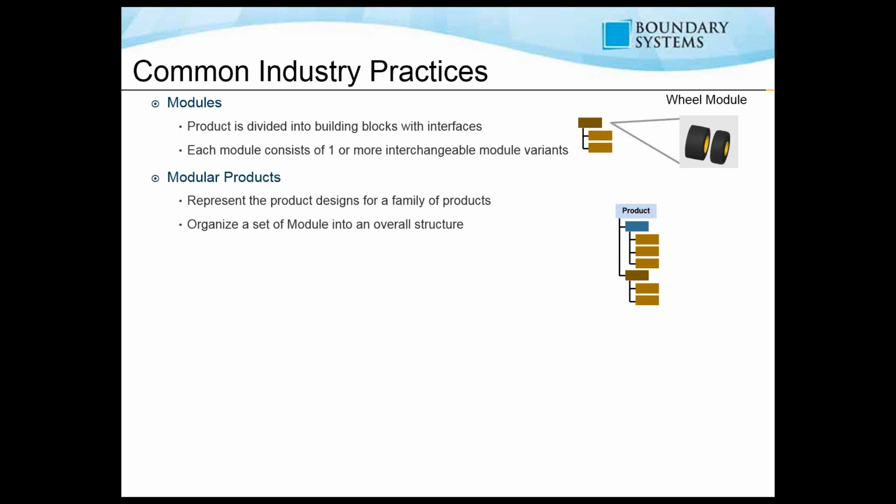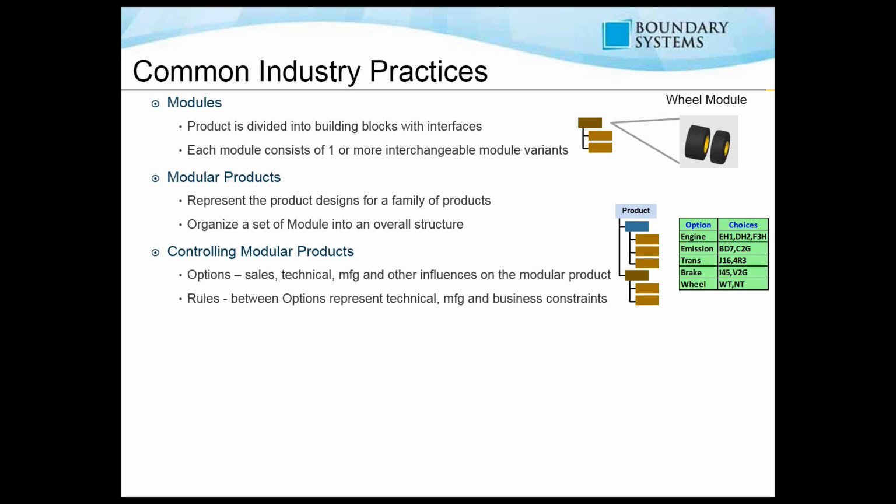Modular products represent the product designs of the family products, organizing set modules into an overall structure. Controlling modular products. Options, once again, for sales, manufacturing, technical staff, and other influence. So once again, you're making the options based on who's actually going to access this information, so that they understand what they're selecting. So you may name it something from engineering, but that doesn't mean much for marketing. From a marketing standpoint, they may need specifically part numbers or specific characteristics of different items.